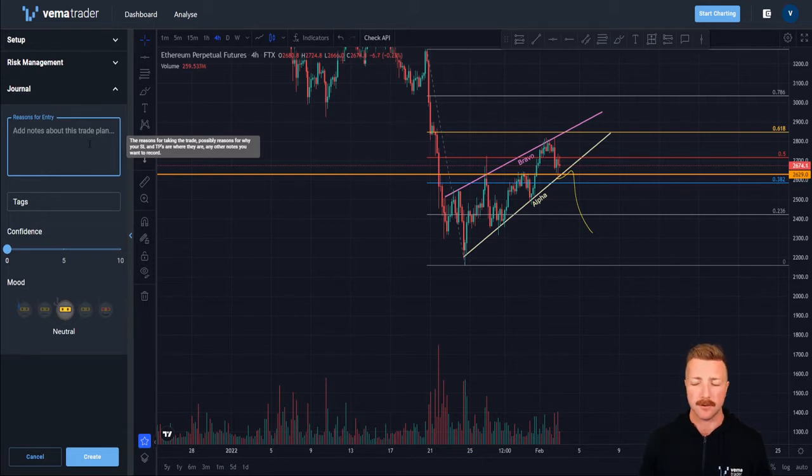So now what I like to do in the reasons for entry section is write a bit of a detailed description of what I am seeing, why I'm entering this trade, so that when I come back and review this later, I know exactly what I was doing and what I was thinking at the time. So here's what I prepared earlier.